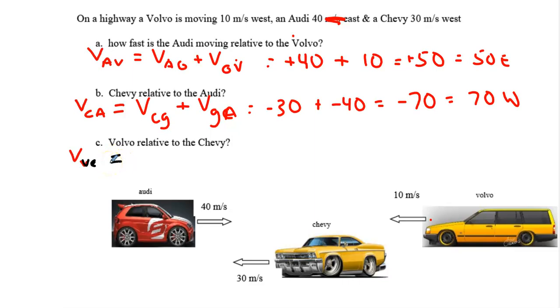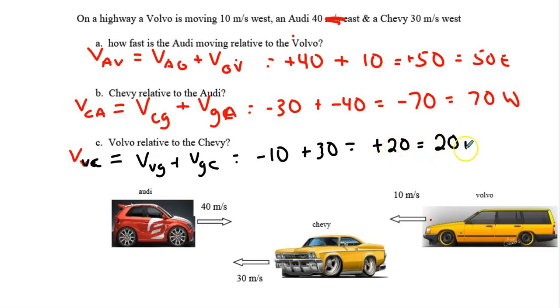So the velocity of the Volvo relative to the Chevy is V Volvo ground plus V ground Chevy. In this case, the Volvo relative to the ground is negative 10, and the Chevy relative to the ground is negative 30, but we want ground relative to Chevy, so that's plus 30, and we get positive 20, which is 20 to the east.